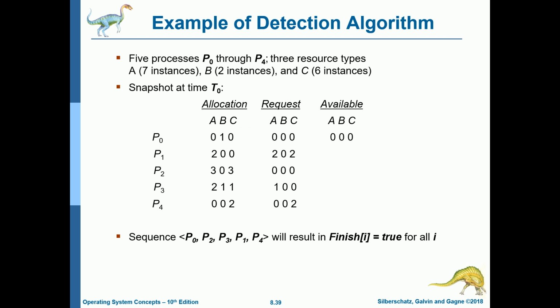Now, to illustrate this algorithm, we consider a system with 5 threads, or in this case processes, P sub 0 to P sub 4. We once again consider 3 resource types, A, B, and C. Resource type A has 7 instances, resource type B has 2, and resource type C has 6. The following is the snapshot representation of the current state of the system.